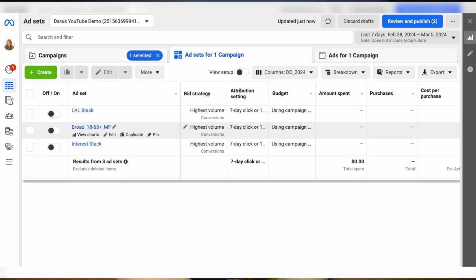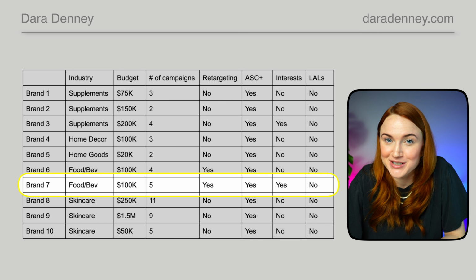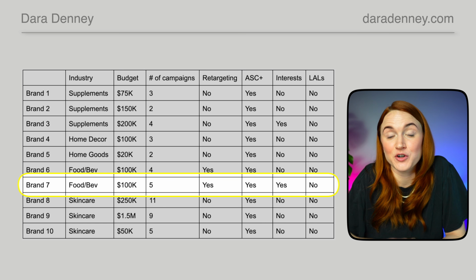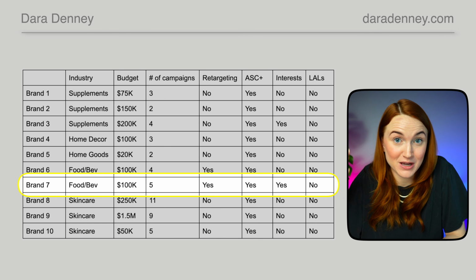And they actually did the exact structure that I recommend when brands need to test out interest or a little bit of lookalike targeting, but broad ended up being the most effective for them, which is something that I see a lot. Now let's take a look at brand number 7. This is one of the only brands where their interest targeting was performing better than broad. And they had tested lookalikes recently, but it was a huge flop.